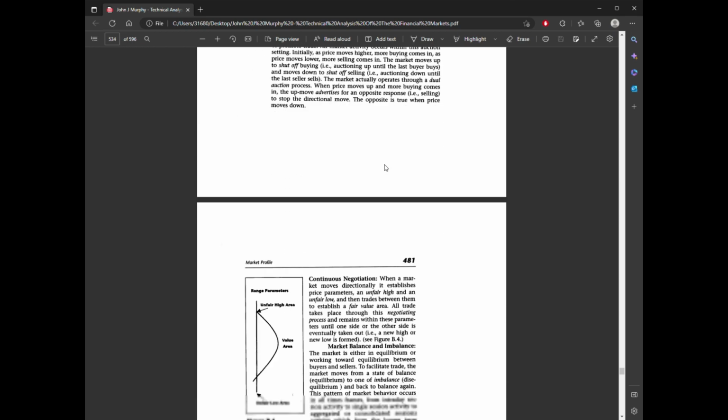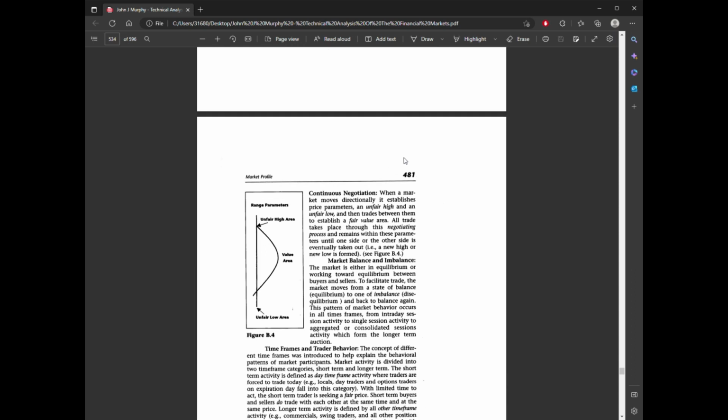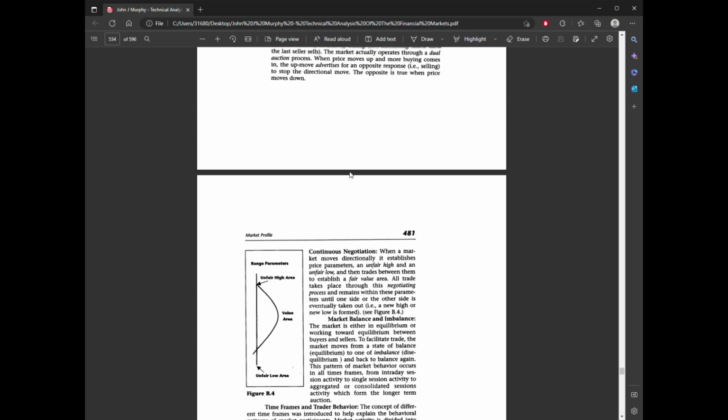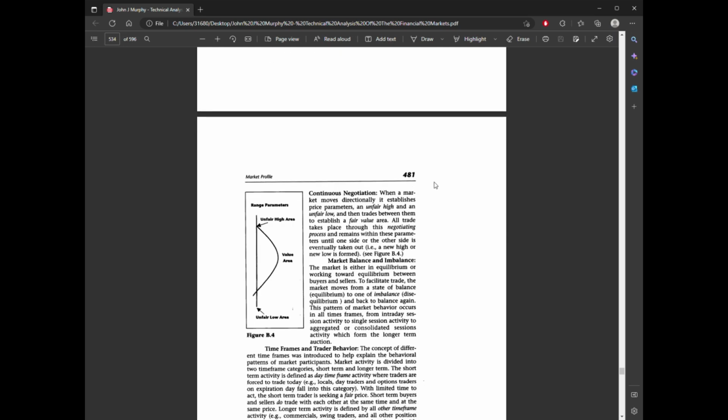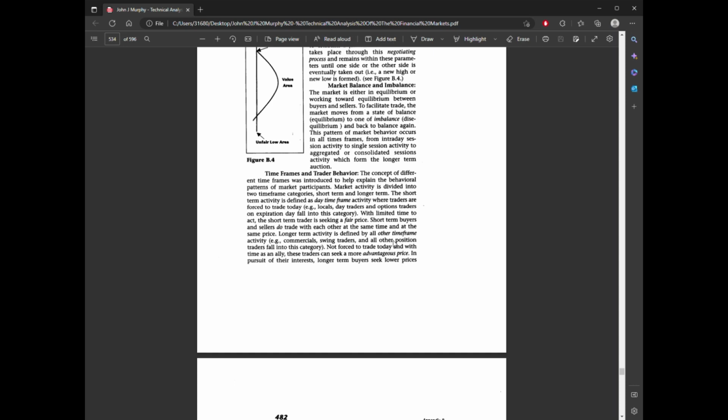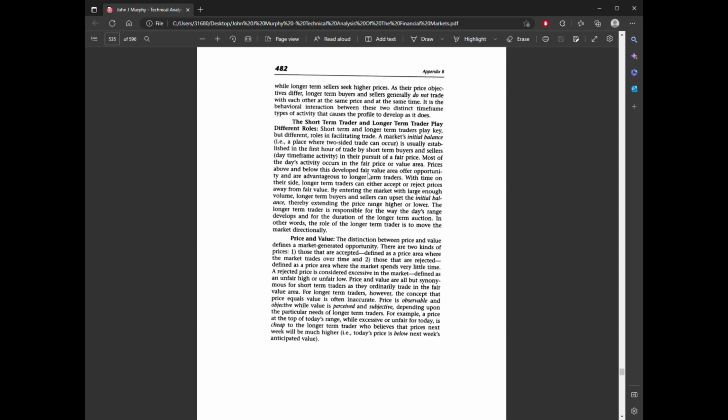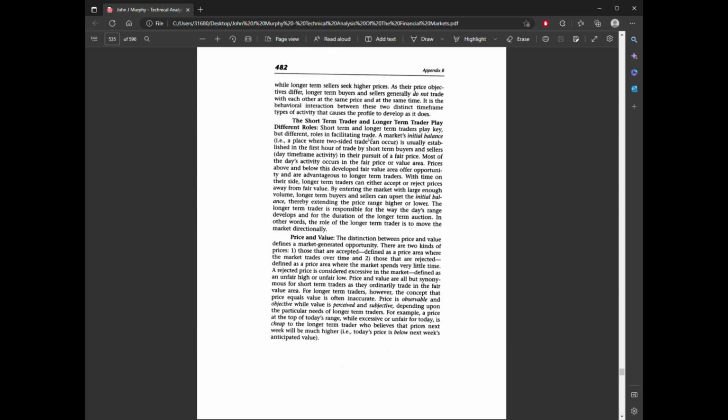Market profile. I'm not sure about these because I wasn't really familiar with them, so I just kind of skipped through it. But you've got market profile principles. So you've got an auction setting, the continuous negotiation, the market balance and imbalance, time frames and trader behavior. The short-term trader and the long-term trader play different roles. They both play key roles, I believe, but they just play different roles. But they both initiate balance, right?